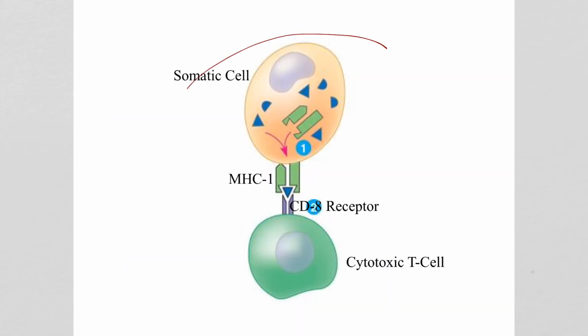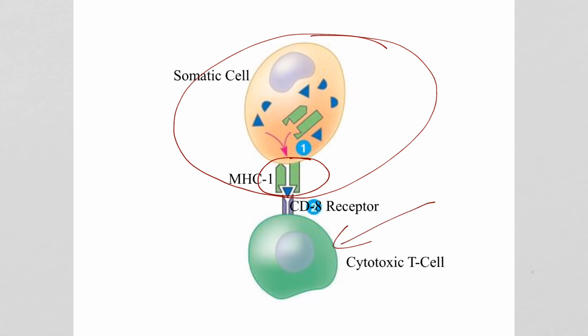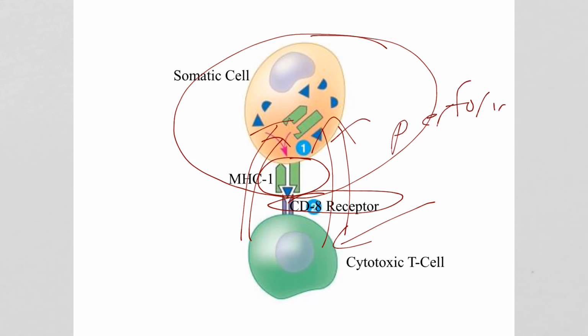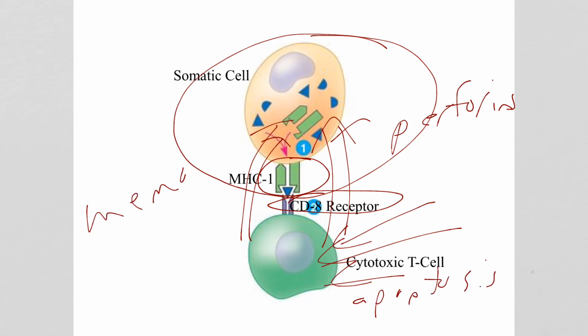Here we can see a somatic cell displaying or presenting foreign antigens on its MHC1 complex that binds with an activated cytotoxic T cell at the CD8 receptor site. Once that happens, the cytotoxic T cell is going to release those perforins. Those are going to perforate the infected cell and kill it. Once the infection's over, the cytotoxic T cells go through apoptosis and die, but you're still left with some memory T cells, which will protect you from future invasions of this particular pathogen or antigen.